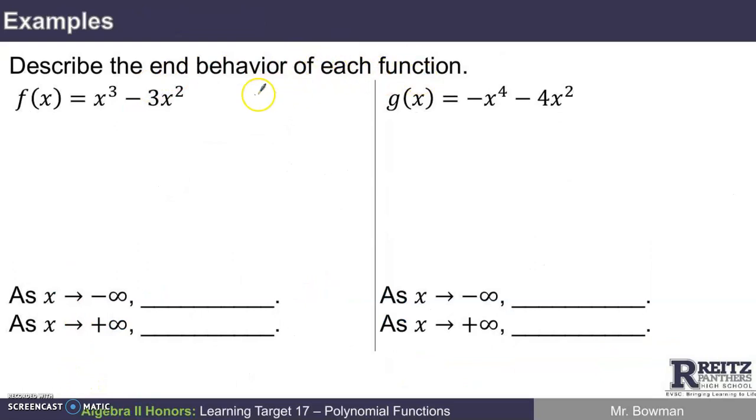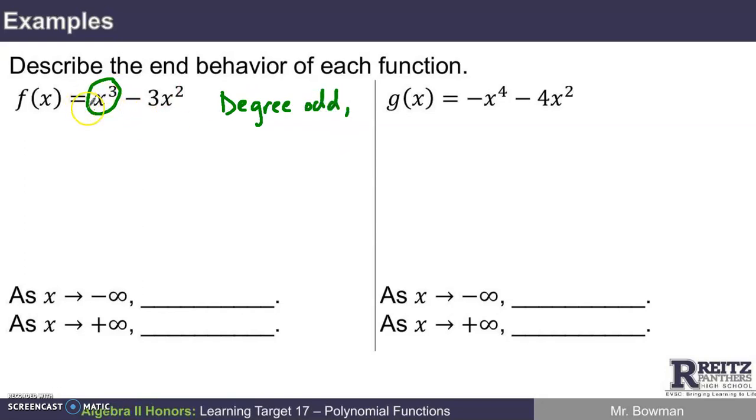Let's work a couple examples here of the type of question that you'll need to be able to answer from this learning target objective. Here's a polynomial function, a function whose rule is a polynomial. It says describe the end behavior of each function. So let's look at f of x equals x cubed minus 3x squared. What I want to do is find the term that has the biggest power of x in it. In this case, it's right here. And I want to look at that term to decide whether the degree is odd or even. The degree is 3. So the degree is odd.